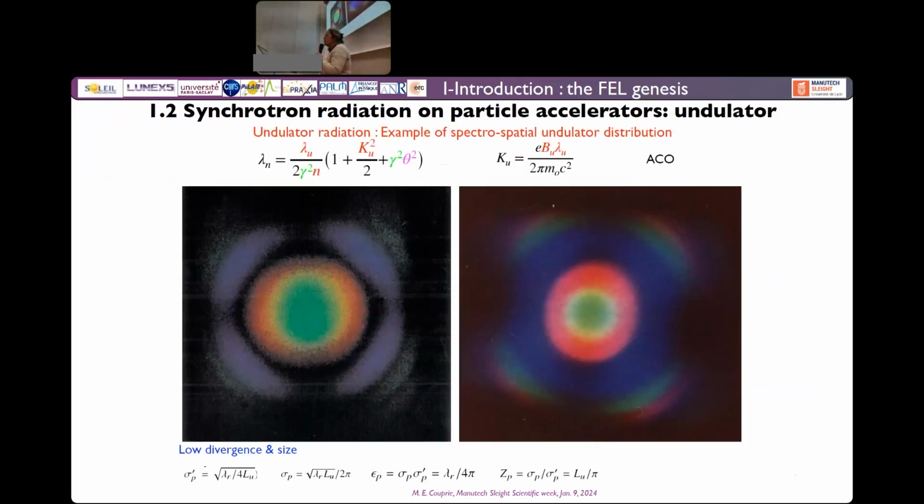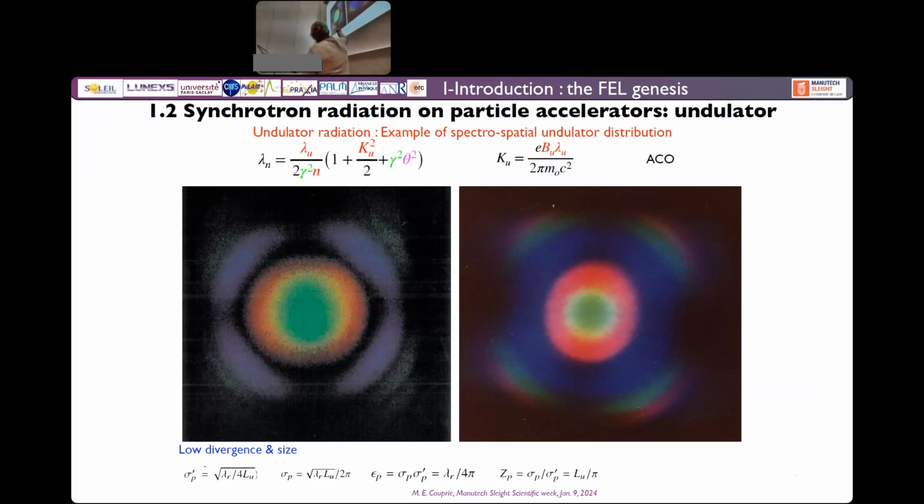So concerning the off-axis radiation, here I put pictures of the first ring on which I worked, because the vacuum chamber was rather large. Then we can see the radiation well. So here the fundamental is in the green, and then we have the off-axis radiation, which is redshifted because of this term.